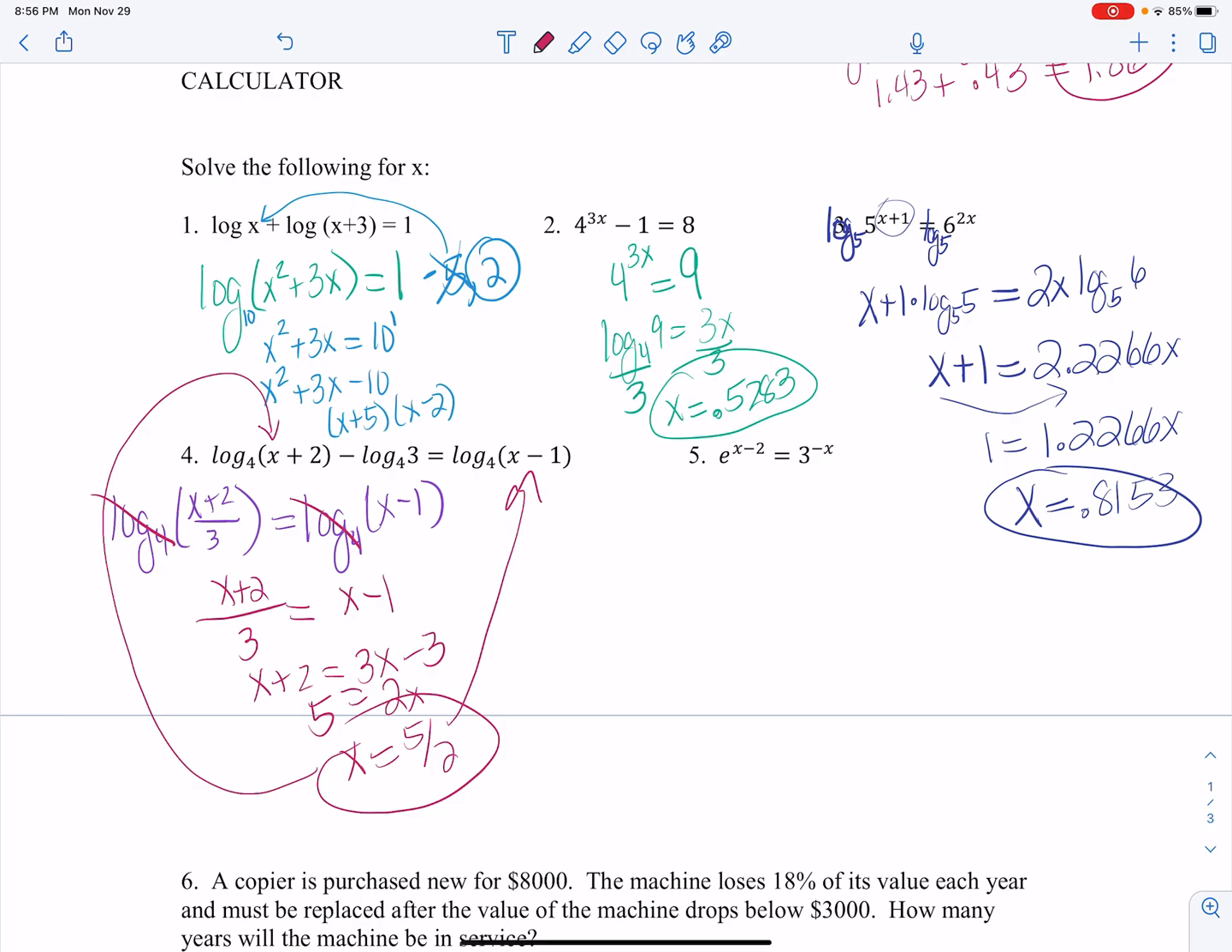Okay, why did I not check number 2? Because it's not a log. And look at number 3. Did the original question on number 3 have a log? No, I don't have to check it. The only ones I've had to check so far are 1 and 4. So if I go to number 5, I do not have to check it because my x is in the exponent.